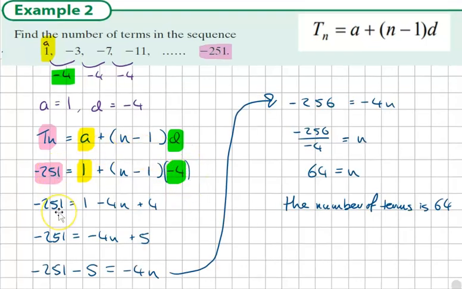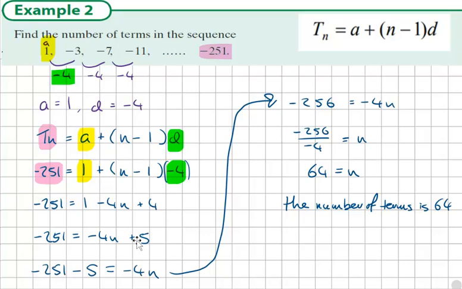So we bring down the minus 251, bring down the 1. N times minus 4 is minus 4n. Minus 1 times minus 4 is plus 4. Be very careful with the plus there. A minus by minus is a plus. Then simplifying, 1 plus 4 makes 5.